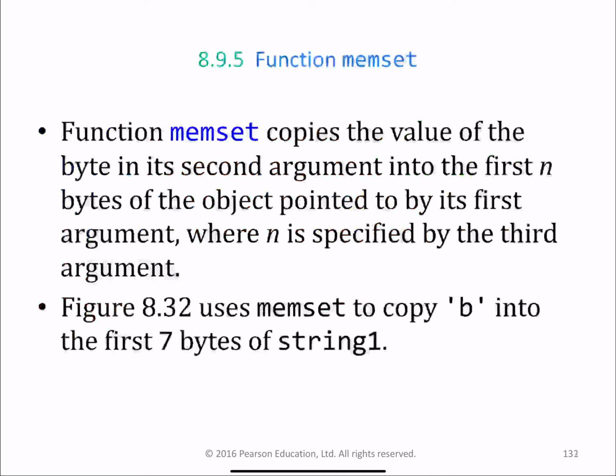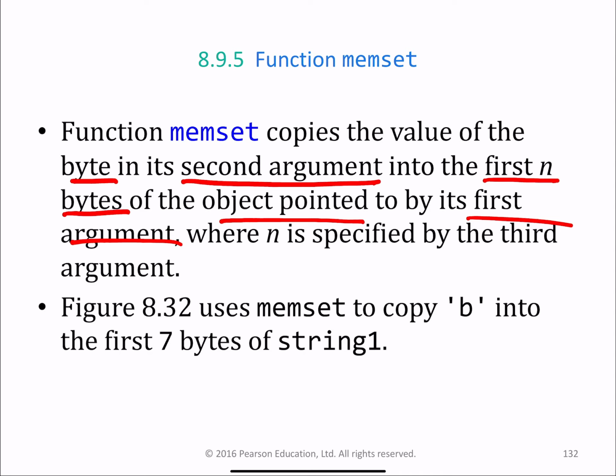And then we have the memset function. This one is also slightly different from what we've seen before. It also does copy. It's also used for copying stuff. Has an interesting use. So the memset function copies the value of a byte that is specified as the second argument into the first n bytes of the object pointed to by the first argument. And n is, of course, the third argument that you provide to this function.